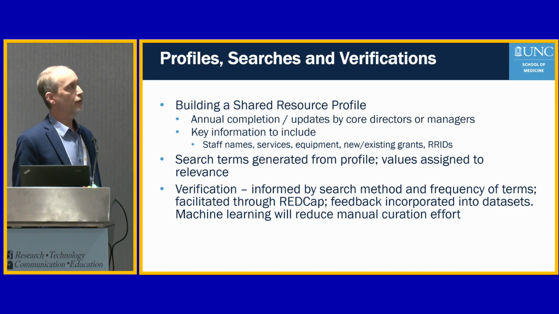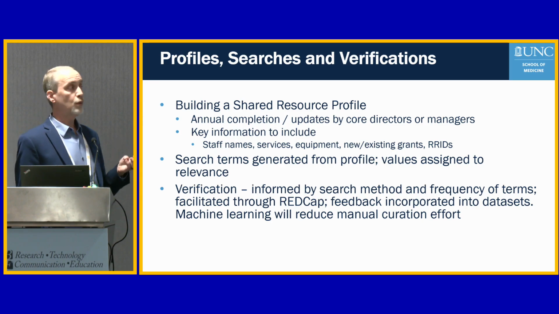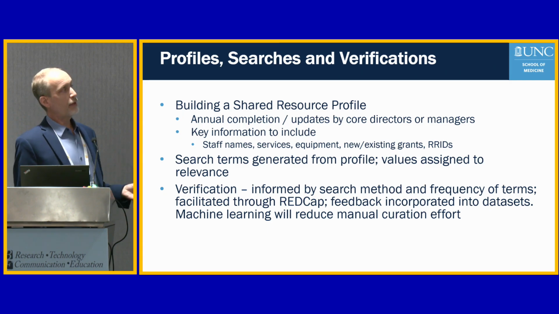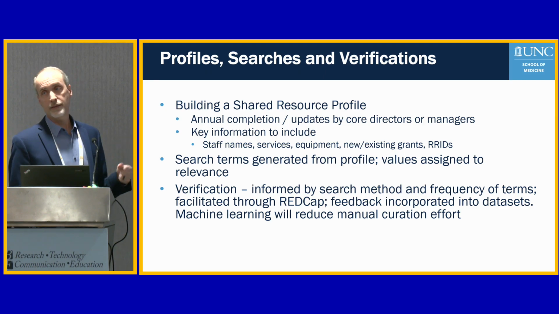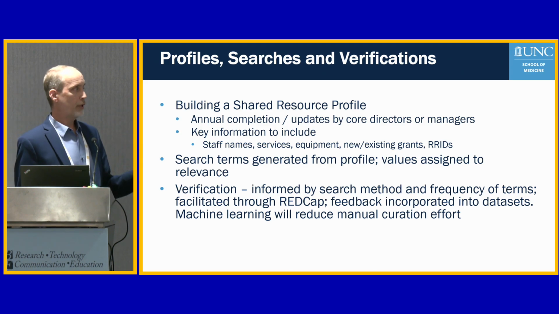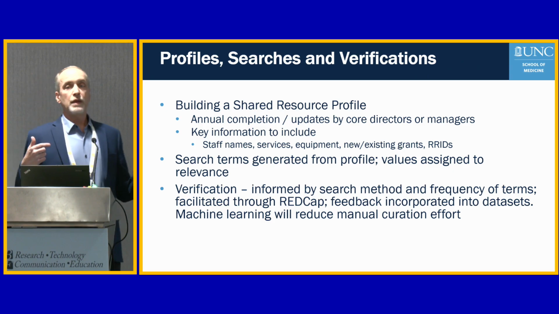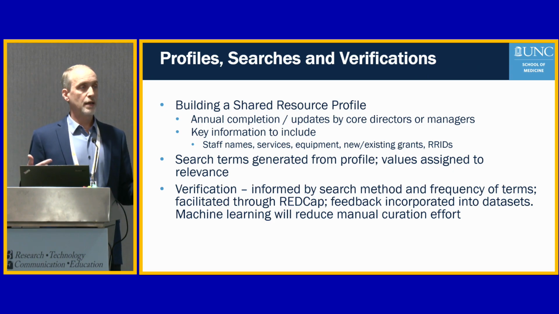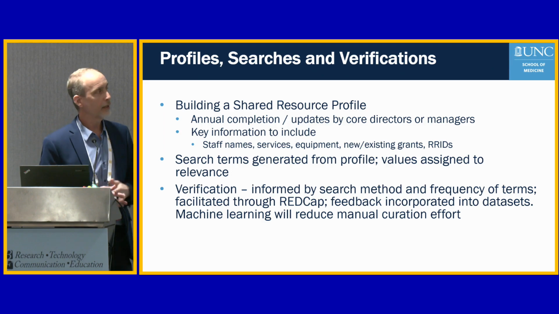They'll set up their profile. And the key information that they will include for their profile would be the people that work in the core, the services they offer, the equipment they have in the core, any new or existing grants, the numbers, and any RRIDs that they may have. The search terms will then be generated from that profile that they've built, and then values assigned to the relevance of those terms. So the idea here is to use machine learning over time and AI so that these searches become really smart. But that requires some upfront work where we have to help the computer understand what a verifiable result looks like. And so that's where we're at right now.